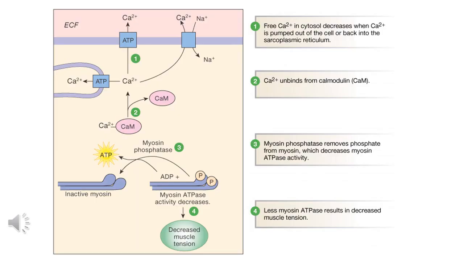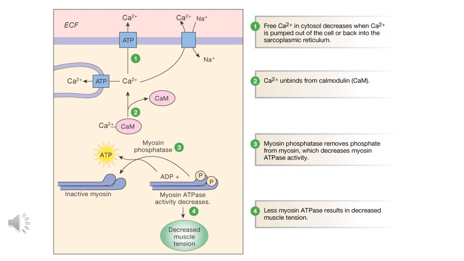So the relaxation is a little bit different from what we saw in the skeletal muscle. First of all, the free calcium in the cytosol will decrease because there's no more stimulation. And then, of course, calcium itself is pumped out of the cell back into the SR, and it can also be pumped out of the cell through other channels that are on the membrane. So the calcium will unbind from the calmodulin. Okay, that's shown here on number 2.